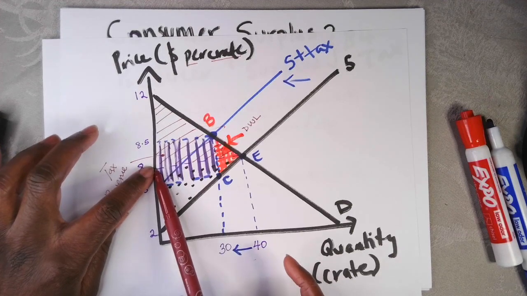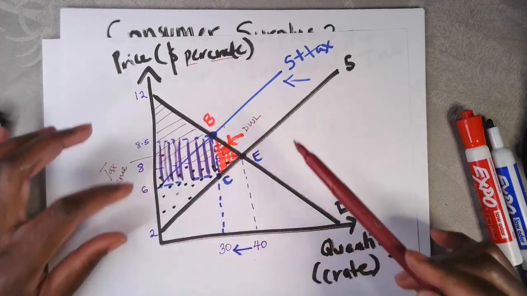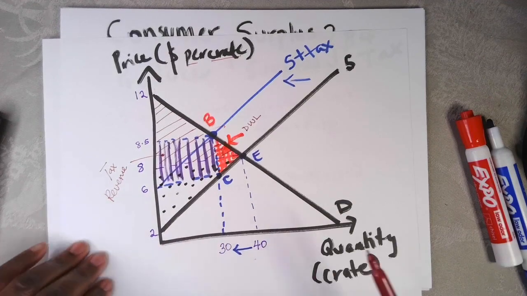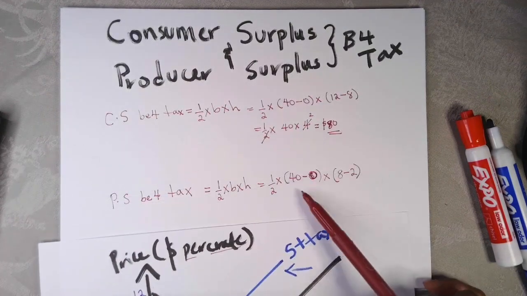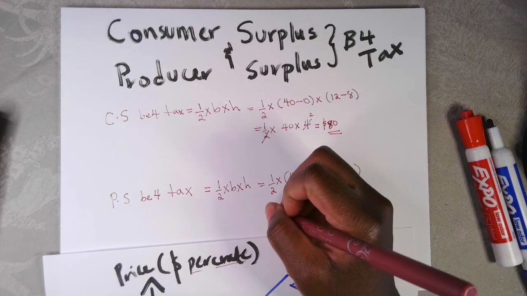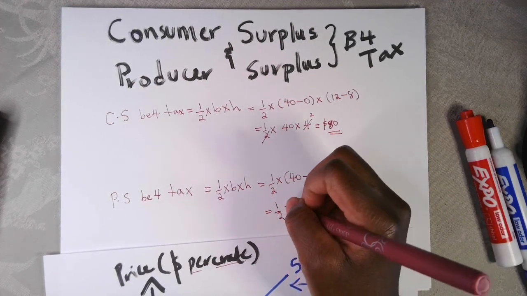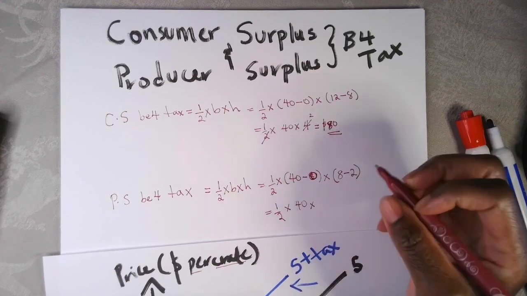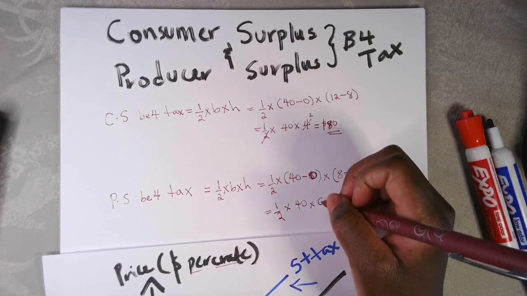From this point here to the E, we read that off the quantity axis, so it goes from 0 to 40, and that's what we have right here. Now, if we calculate it, this is half times 40 times 6.